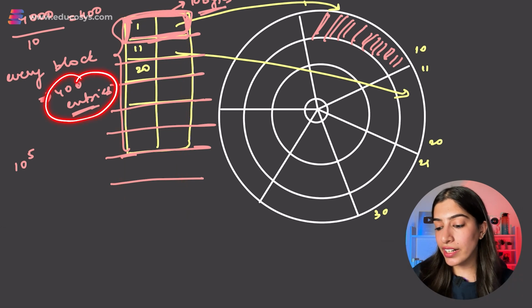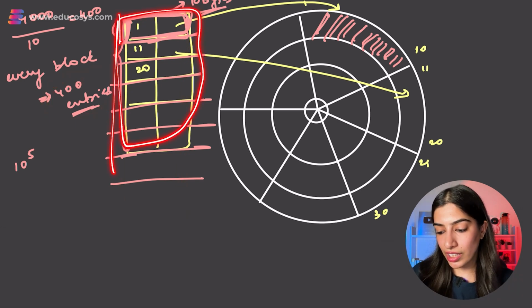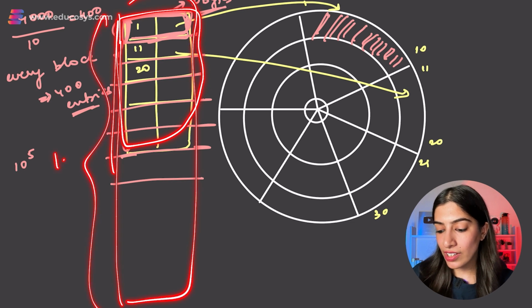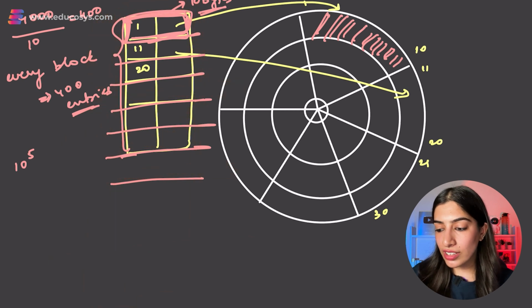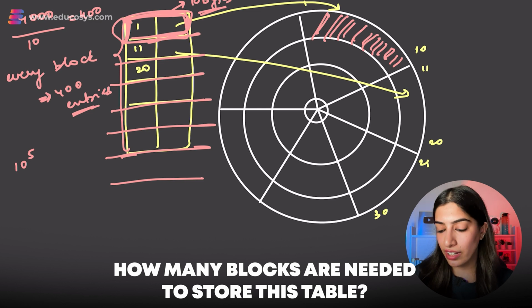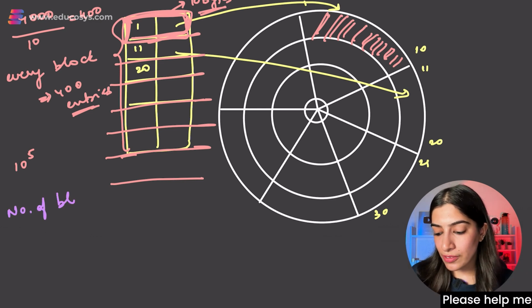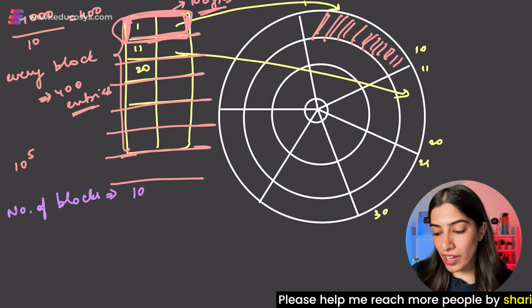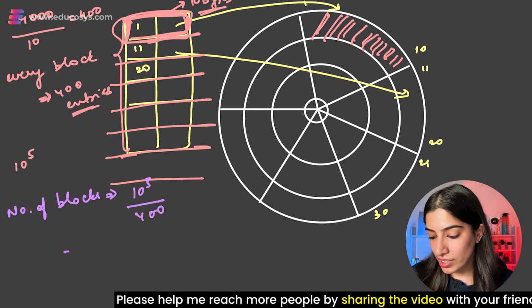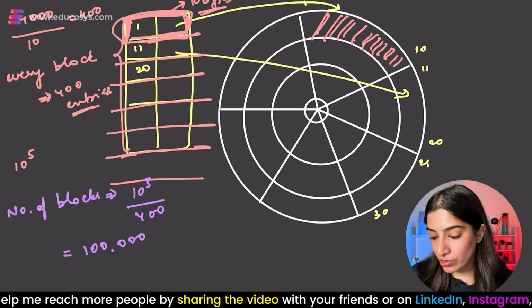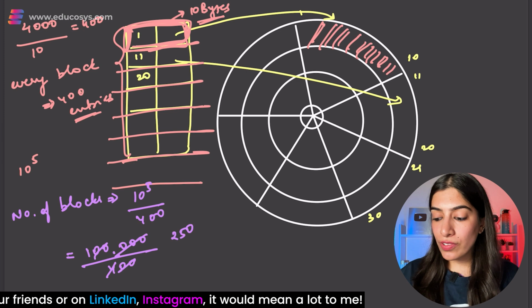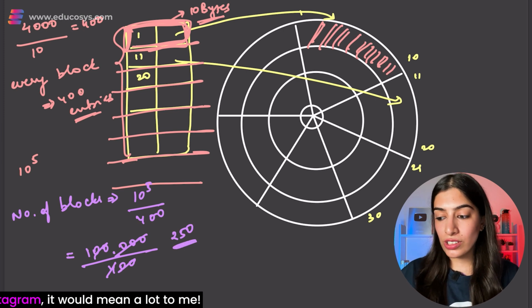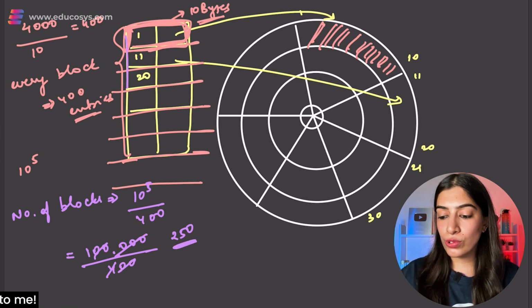Now we know that 400 entries of this table fit in a block. So if this entire thing is say 10 power 5, we can divide it into parts, say 400, then 800, then 1200, and so on, right? Each of those can be stored in one block. So how many blocks do we have to go through for this entire table? The number of blocks is going to be 10 power 5 divided by 400. Doing the calculation, this is going to be 250.